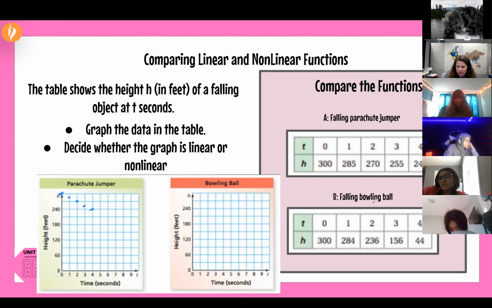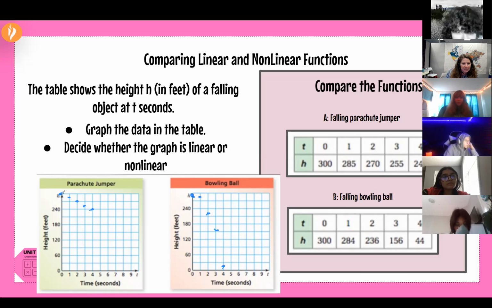All right, let's do the falling bowling ball. What about 0 seconds? 300 for 0 seconds. 1 second is 284. So 284 would be, this is 270. This would be right up here. 2 seconds, 236 would be about right here. 3 seconds is at 150. So 3 seconds would be right here. And then 4 seconds will be down here.